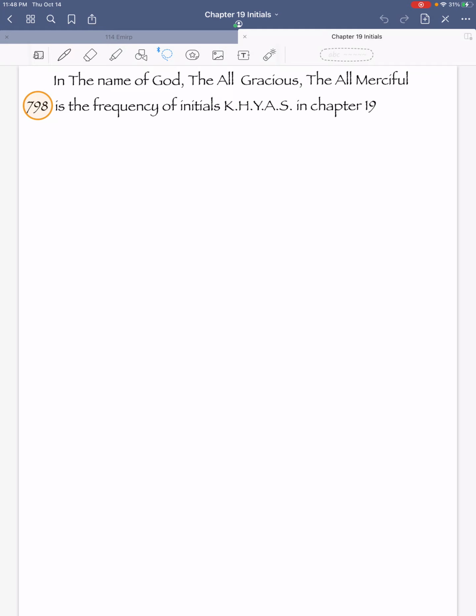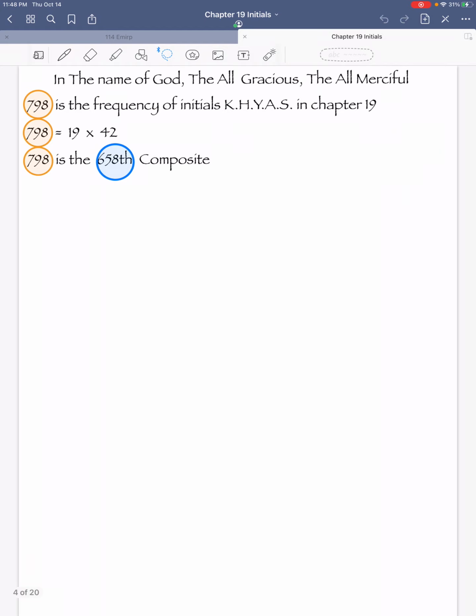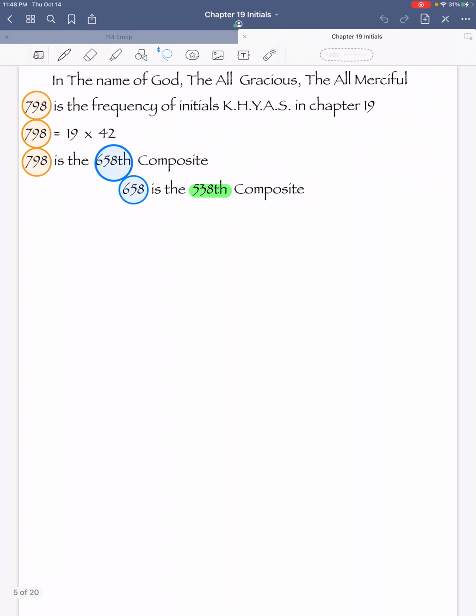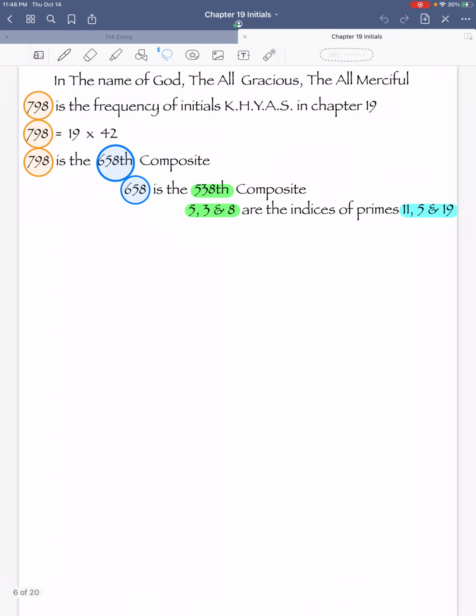798 is the frequency of those 5 initials in chapter 19. 798 is equal to 19 times 42. 798 is the 658th composite, and 658 is the 538th composite. So we have 538. 538 consists of 3 numbers, 5, 3, and 8. And 5, 3, and 8 are the indices of primes 11, 5, and 19. 11 is the 5th prime, 5 is the 3rd prime, and 19 is the 8th prime.